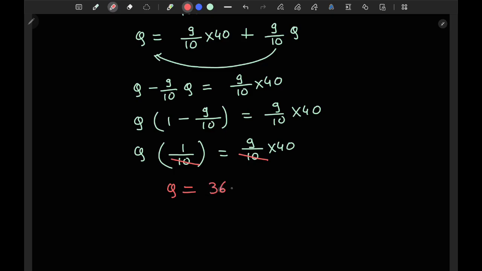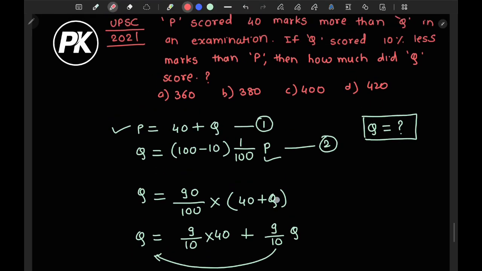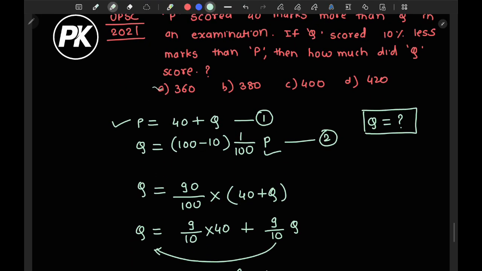9 fours are 36 and then 0. So Q scored around 360. Okay, so what is the option which is showing 360? So option A, and hence option A is correct. So do you understand? In UPSC also simple examples are asked because time is the main constraint.